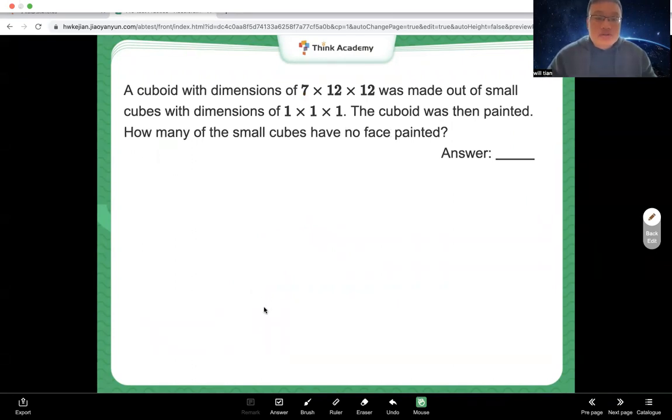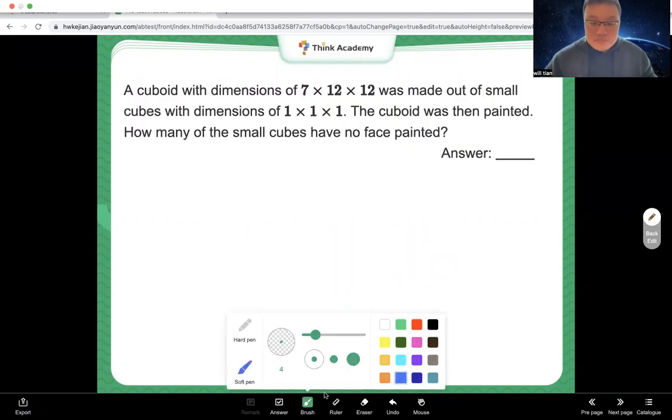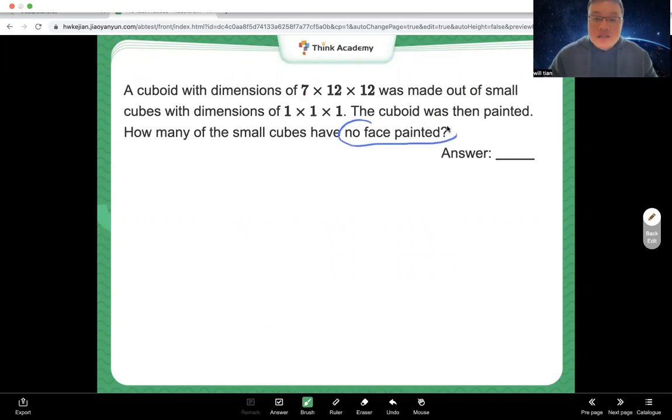A cuboid with dimension 7 by 12 by 12 was made of small cubes with dimension 1 by 1 by 1. The cuboid was then painted. How many such cubes have no face painted? So these are the cubes that are hidden in the middle, in the center, right? To get the dimension of the cubes which are not painted at all, you're going to take away 2 from each of the dimensions, since the outer layer on each side is painted, so you have to take away 2 from each number.